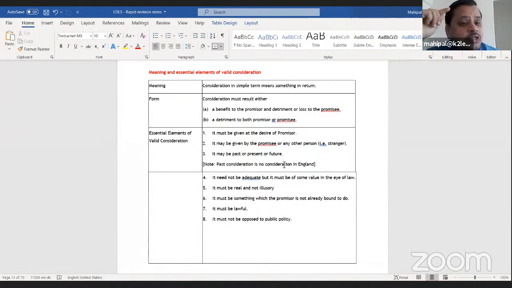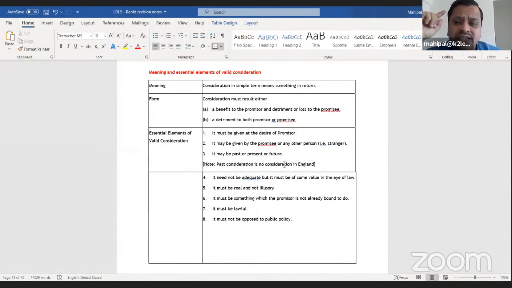Number two, consideration may move from the promisee or any other person on his behalf. Here comes Chinnaya versus Ramaya. Correct? For a valid contract, the consideration may pass from any other person other than the promisee also, and that will be valid.